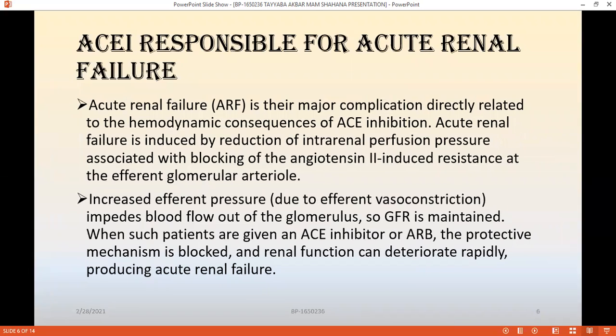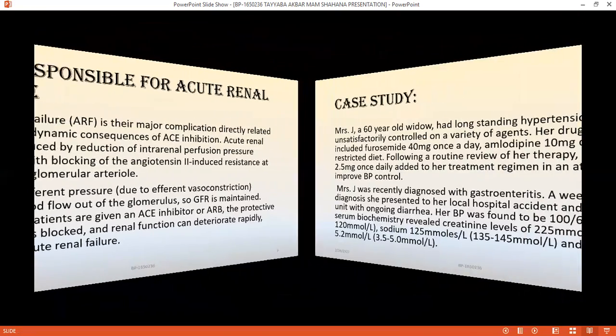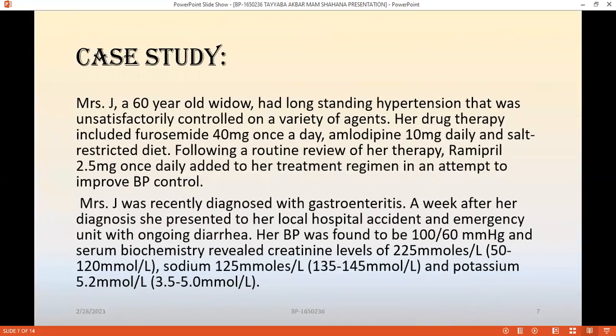How is the angiotensin converting enzyme inhibitor responsible for acute renal failure? Treatment with the angiotensin converting enzyme inhibitor is associated with an acute increase in serum creatinine, which is a sign of mild kidney damage. Increased creatinine levels are attributed to the decline in blood pressure in the kidney caused by the inhibition of the renin angiotensin system. The case study which I have is Mrs.